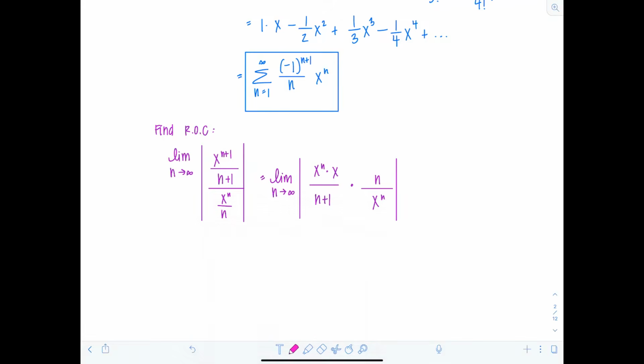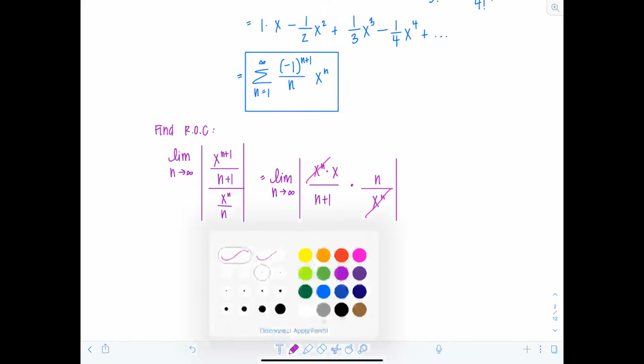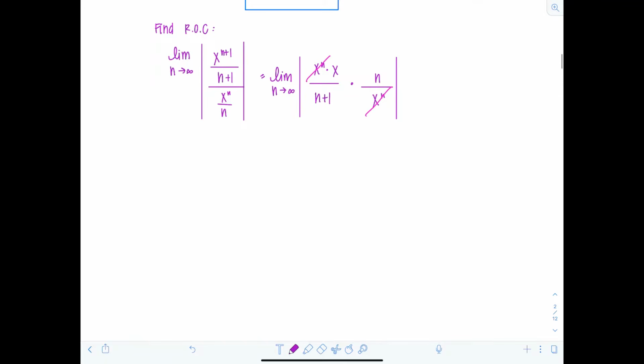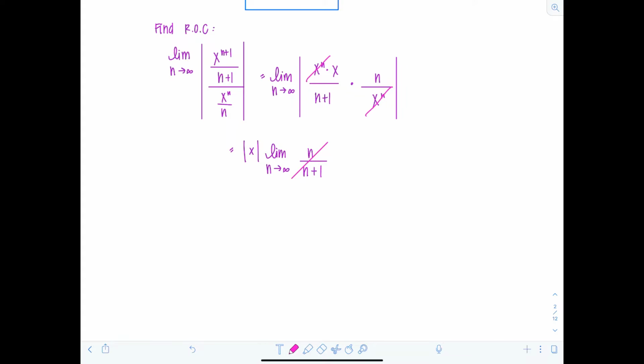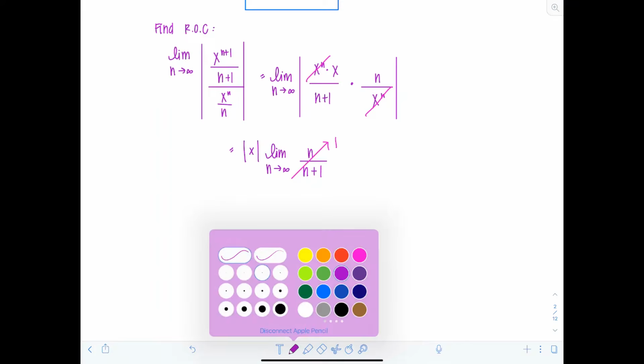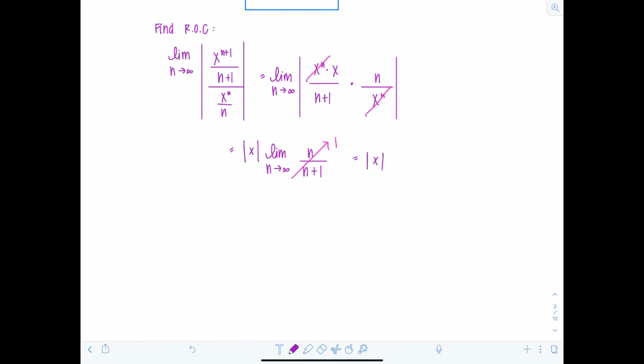Okay, so that x to the n cancels out. And then I can take the absolute value of x outside the limit, right? Since the limit is as n is approaching infinity. So I can write this as the absolute value of x times the limit as n approaches infinity of n over n plus 1. As n approaches infinity, n over n plus 1 is going to approach 1. So this limit is equal to the absolute value of x, which I set strictly less than 1. So what does that tell me? My radius of convergence is equal to 1. All right, good.